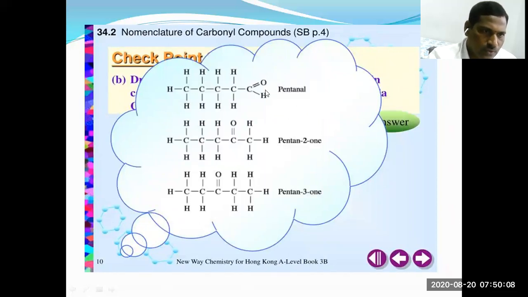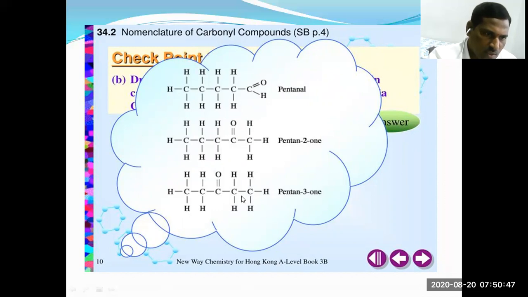Another compound, with 1, 2, 3, 4, 5 carbons present. The name of this compound is pentanal. Aldehyde group having 5 carbons, so pentanal. So this is the pentanone, 2-pentanone or pentan-2-one. The second carbon having the keto group is present, so the keto group takes the suffix -one. That's why 2-pentanone or pentan-2-one.